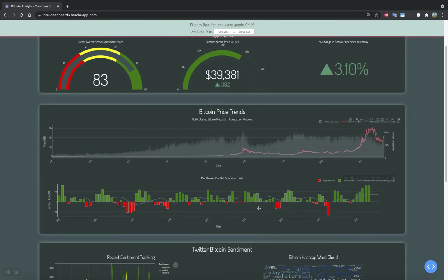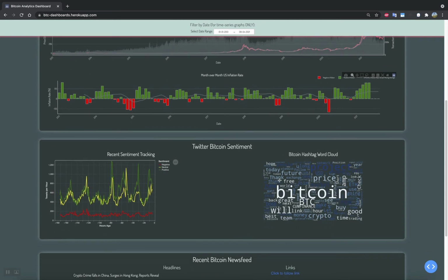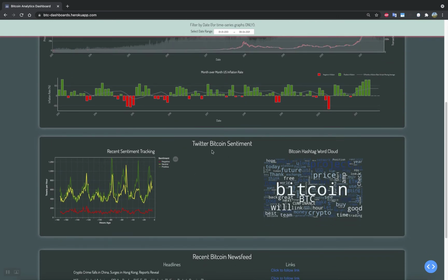Here, the same for the inflation rate. This is just the month-over-month inflation rate in decimal format. Down here we have our Bitcoin sentiment. This is how we got the gauge at the top; it shows the data overall. When we use sentiment, it gauges on neutral, positive, and negative, and the amount of what it considers.